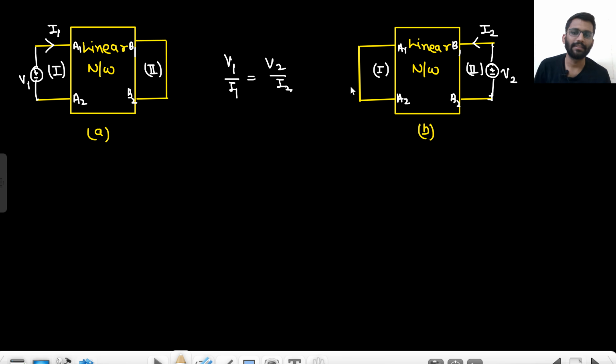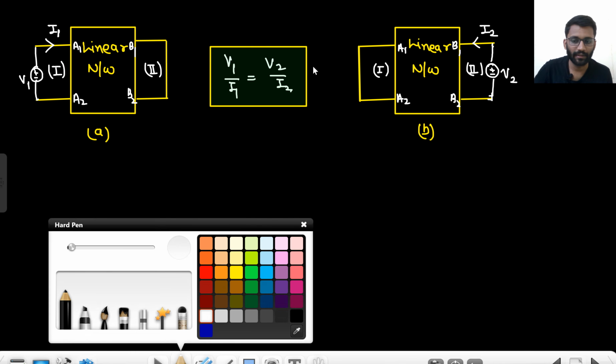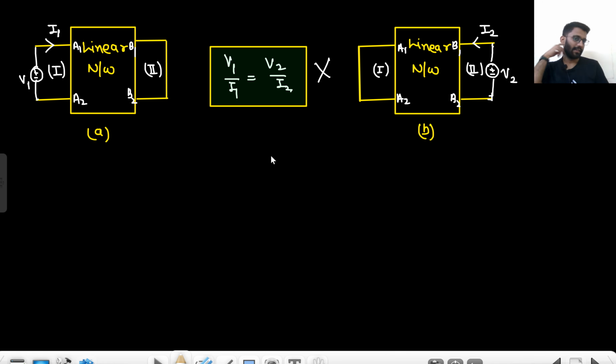So tell me one thing, is this correct? V1 by I1 is equal to V2 by I2. Are you sure is this correct? You tell me, is this correct or not? This is wrong. Now you will say that we have solved many previous year questions by this theorem. So what you solved there was wrong. Let me tell you what is correct.